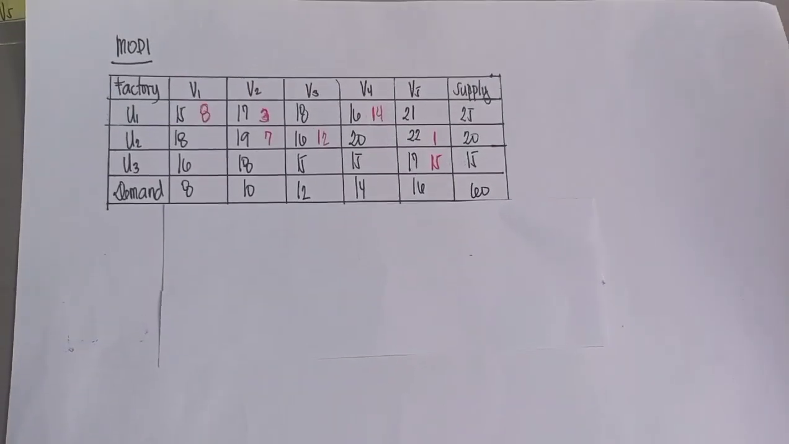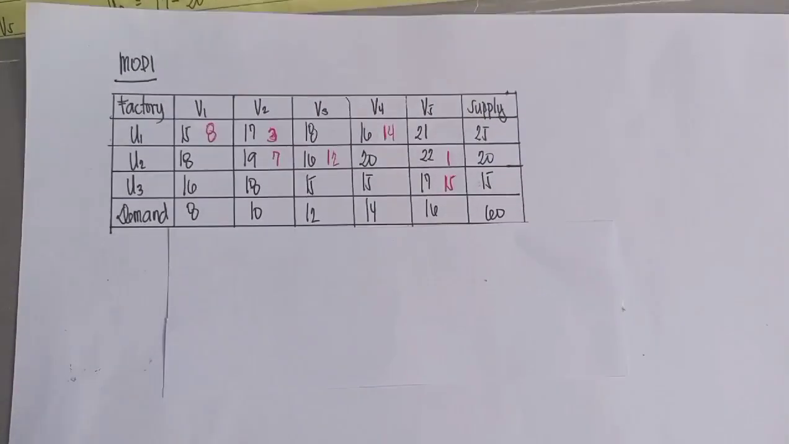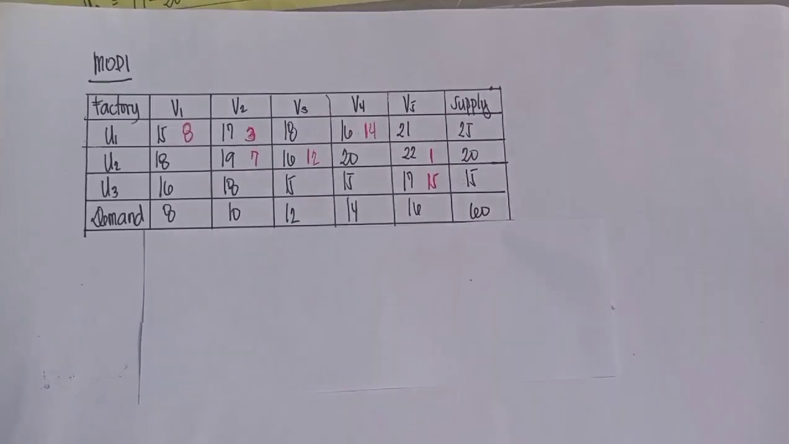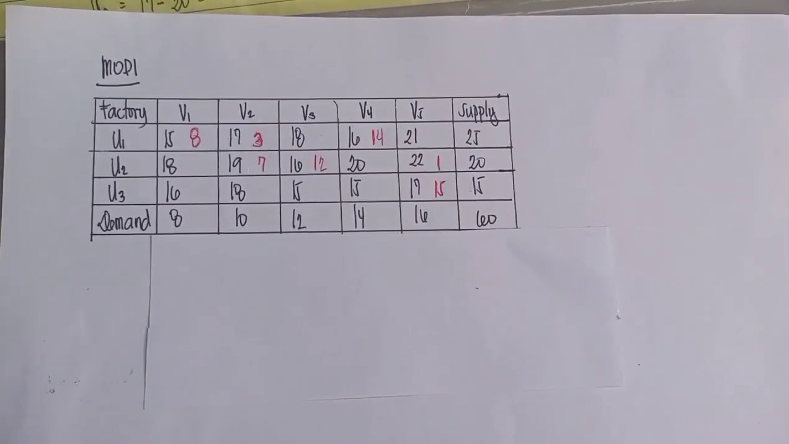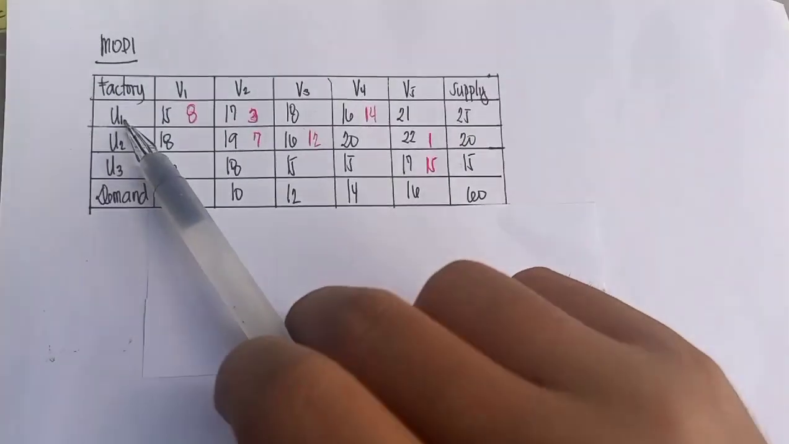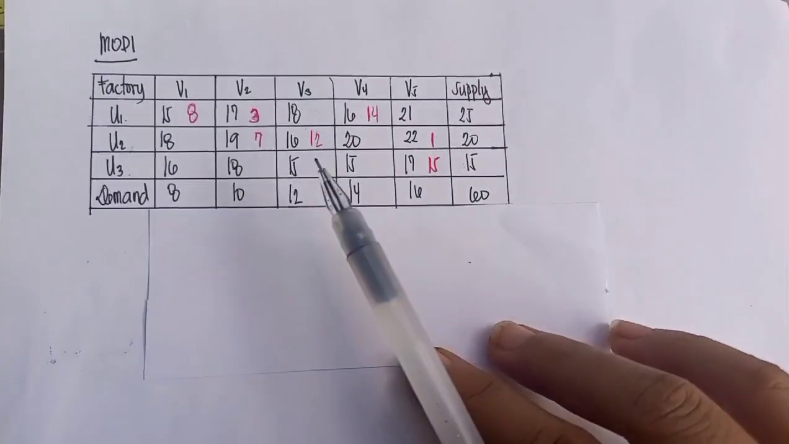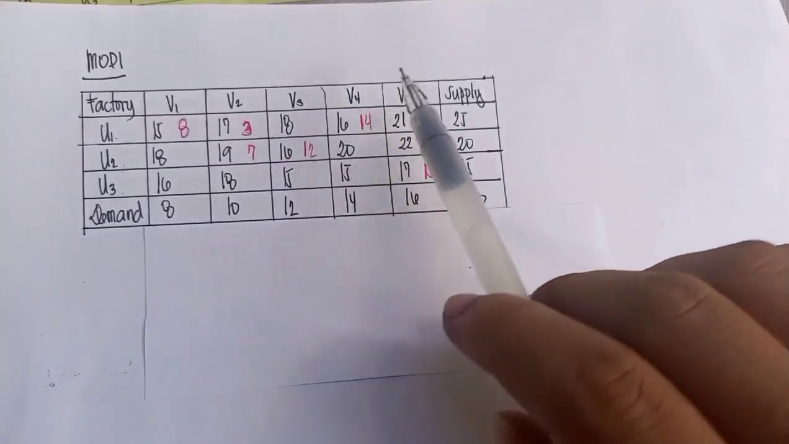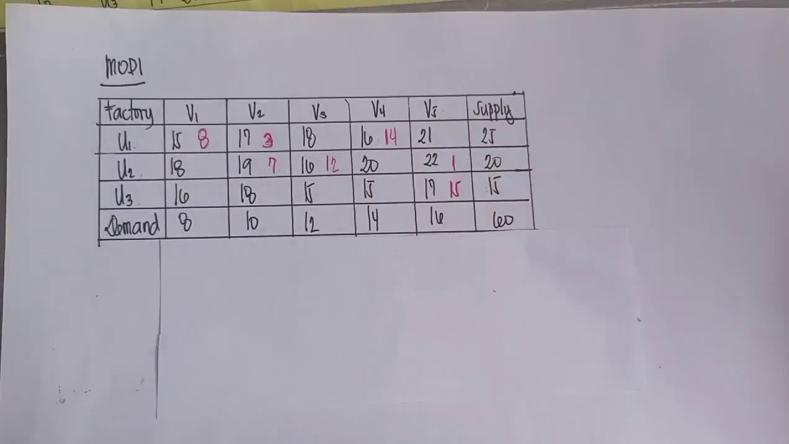To proceed in our MODI, we will use the table that has the least total cost, which is our Vogel's. Next, the factories we will label as U1, U2, and U3, and also our warehouses we label as V1, V2, V3, V4, and V5.